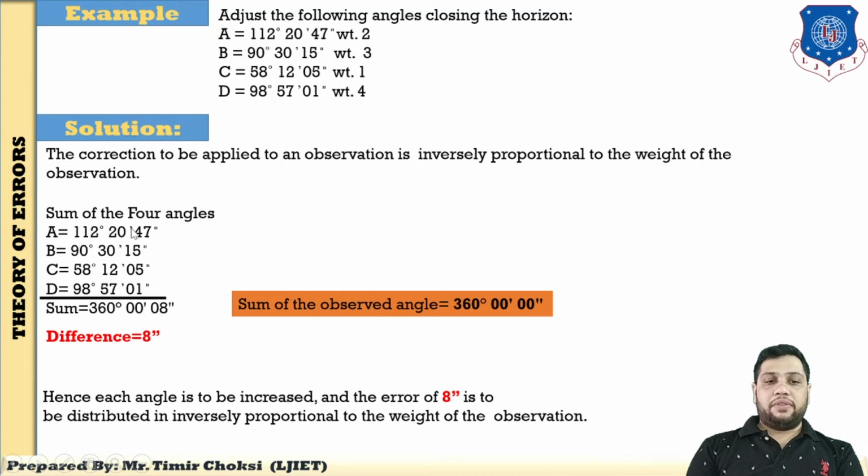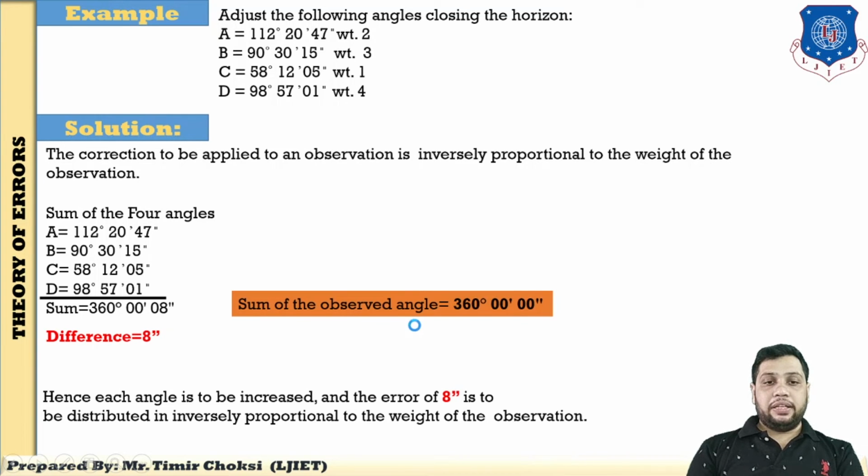So first you have to add the sum of the four angles. The answer is 360 degrees 0 minutes 8 seconds. So here the error is positive, so the correction is negative, because 8 seconds is more in the addition. So the difference is 8 seconds, hence each angle is to be decreased. The 8 seconds is to be distributed inversely proportional to the weight of the observation.